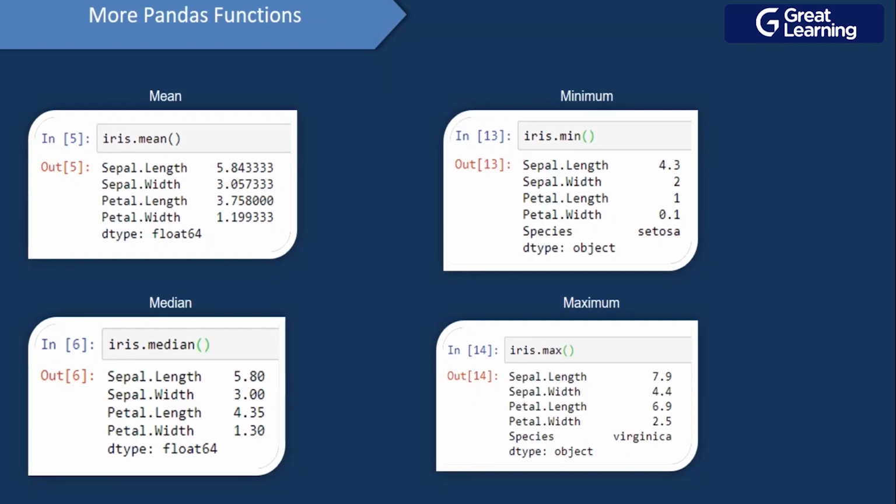So from the iris data frame, if I want to find out the mean values of all of the columns, I can just go ahead and use the mean method. Similarly, if I wanted the median values of the records of all of the columns, then I'll just go ahead and use the median method. Similarly, if I wanted to find out the minimum value, I'll use the min method. And if I wanted to find out the maximum value, I will use the max method over here.